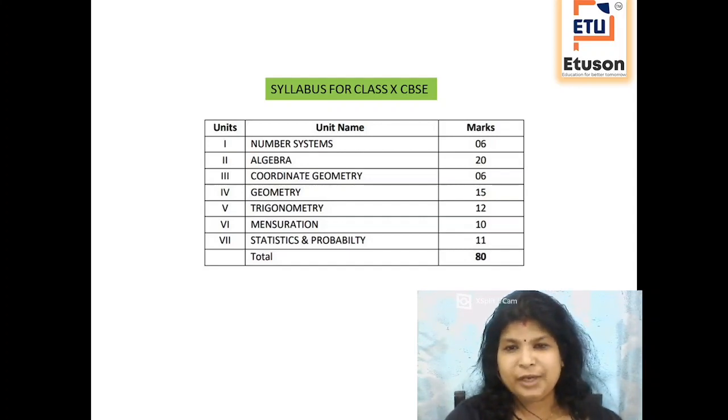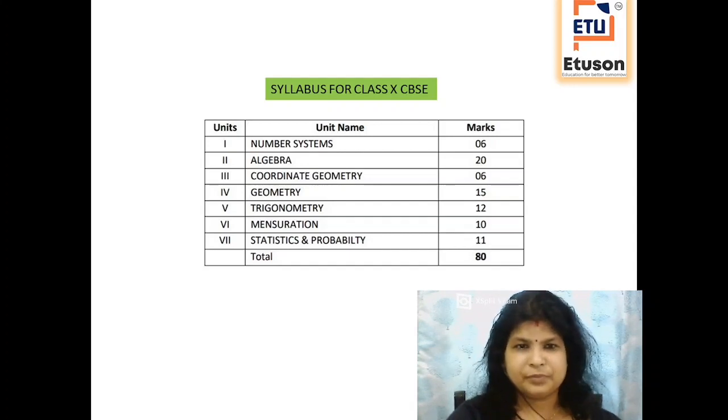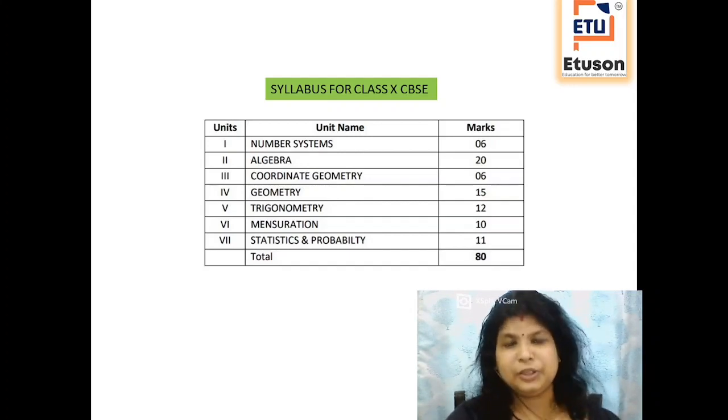Followed by, in unit 5 you have trigonometry, which contributes 12 marks. Then the sixth unit is mensuration, which contributes 10 marks to your question paper. Then in the seventh and final unit you have statistics and probability, from which you will be getting 11 marks in your question paper. So this is about the marks distribution and overview of your syllabus. We will discuss it in detail when we go to the individual units.